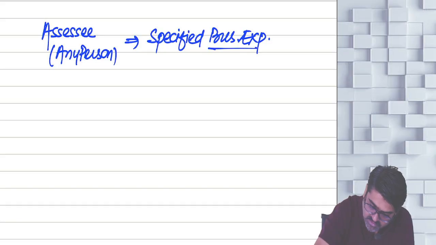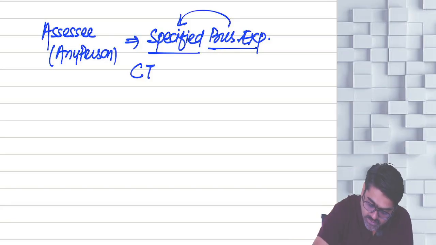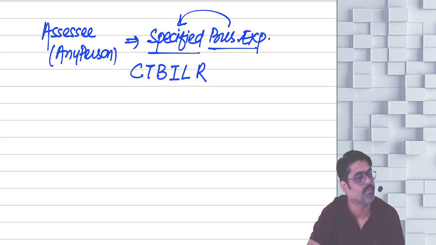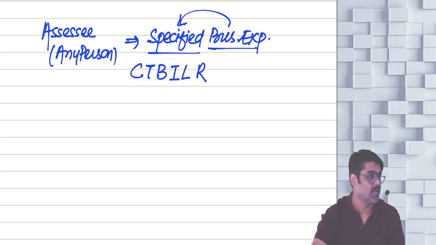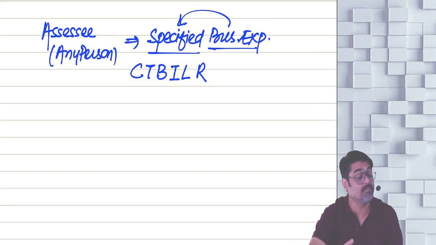So what are the business expenses which are specified? Come on, tell me. C, T, B, I, L, R. C for contribution. Contribution to RPF, contribution to ASF, contribution to approved gratuity fund. T for taxes, duties, cess, fees payable under any law which are related to your business or profession. CT. B for bonus or commission payable to your employees.